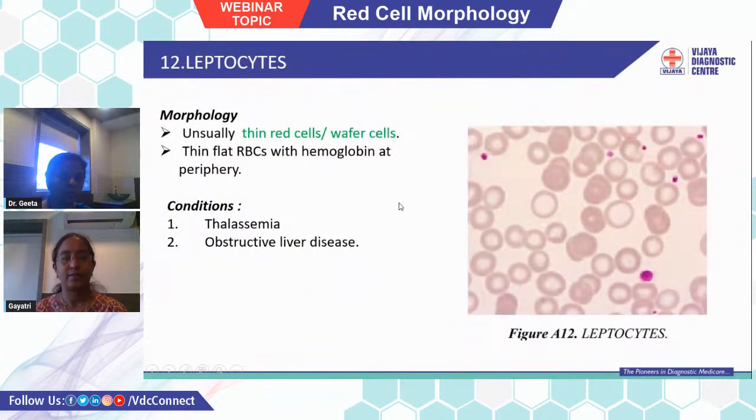Next cell is a leptocyte, which is usually a very thin red cell, also called a wafer cell. There is a thin flat rim of hemoglobin at the periphery. These cells are seen in thalassemia and obstructive liver disease.